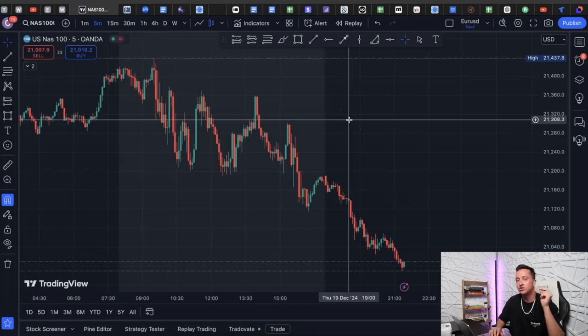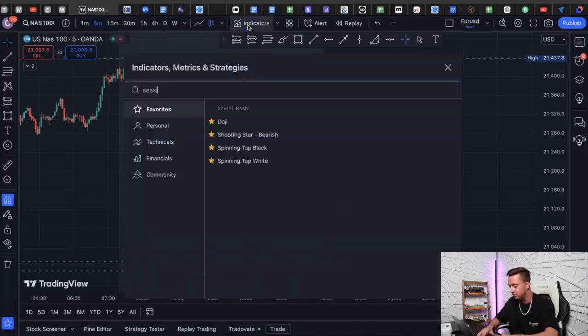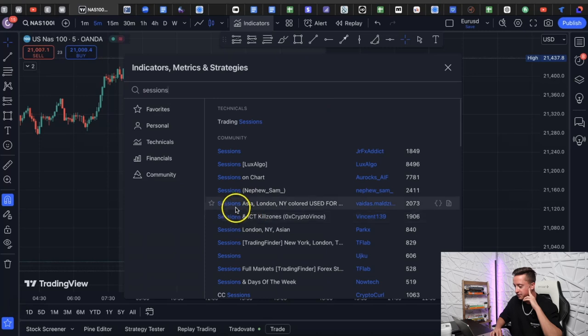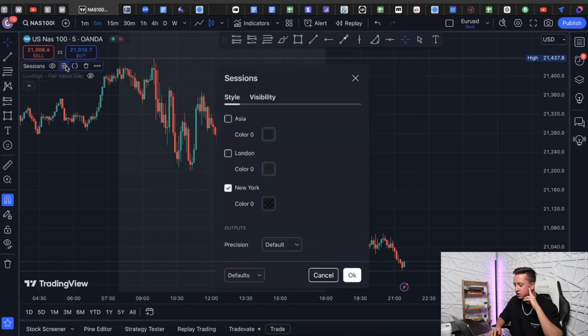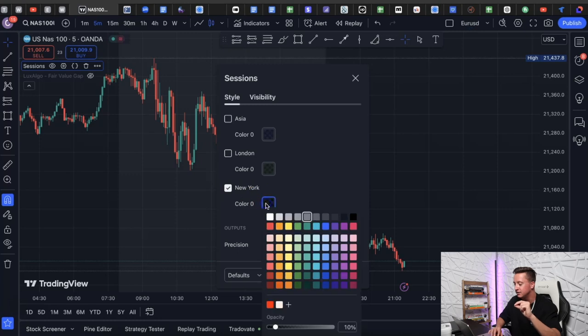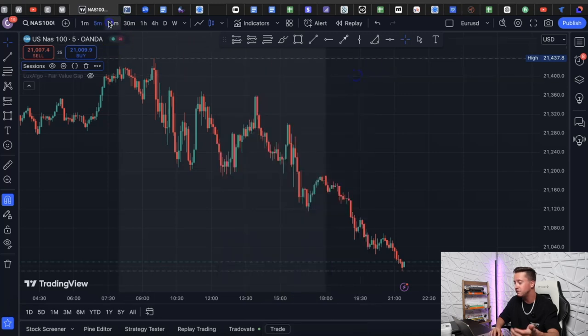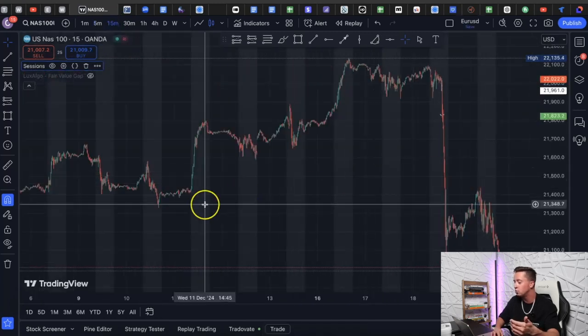Now the next thing that I want to share with you guys is get this indicator. It's called the Sessions indicator, and it's going to be the Sessions Asia, London, New York colored right here, this one. Once you get that indicator, you're going to go to the settings. All you want to have is a New York session clicked right here. Go to the color and change it. I have it in this gray color at 10% opacity. And you guys can see if I go to the 15 minute, we have all these gray shaded areas. Now these gray shaded areas are simply showing us where the New York session is occurring.